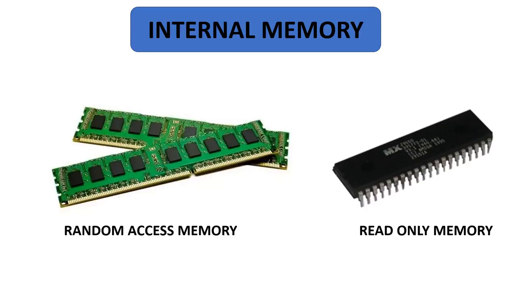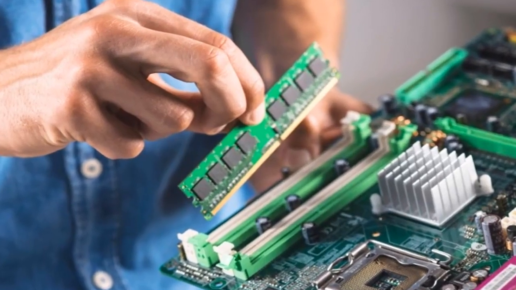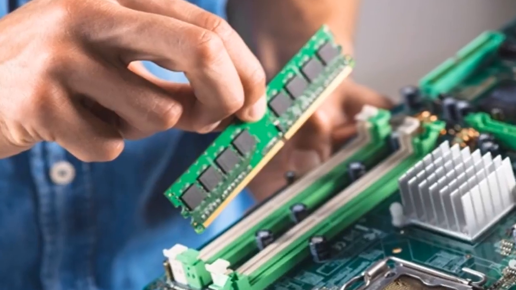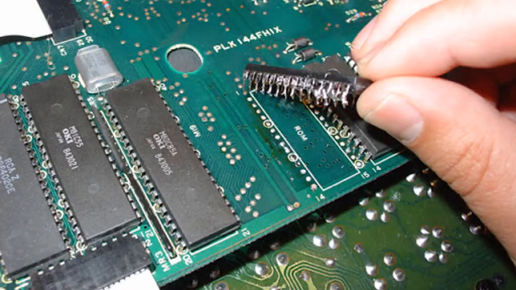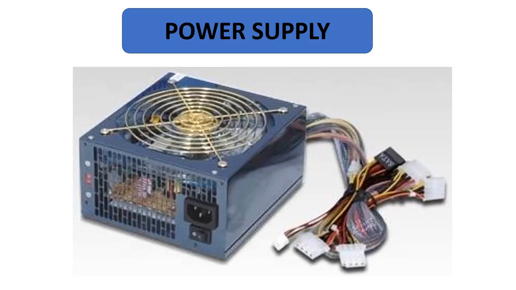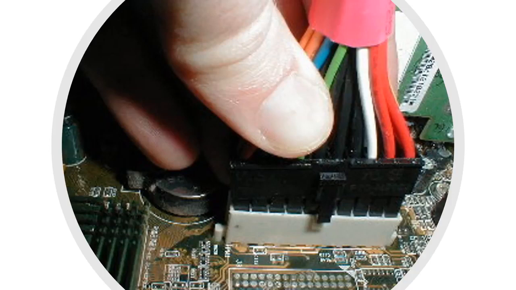Internal memory. Random access memory and read-only memory are the internal memory used to store computer data. RAM is fixed in the slot present on the motherboard. ROM is also pinned on the motherboard. Power supply. Power supply sends power through cables to the motherboard and other components.